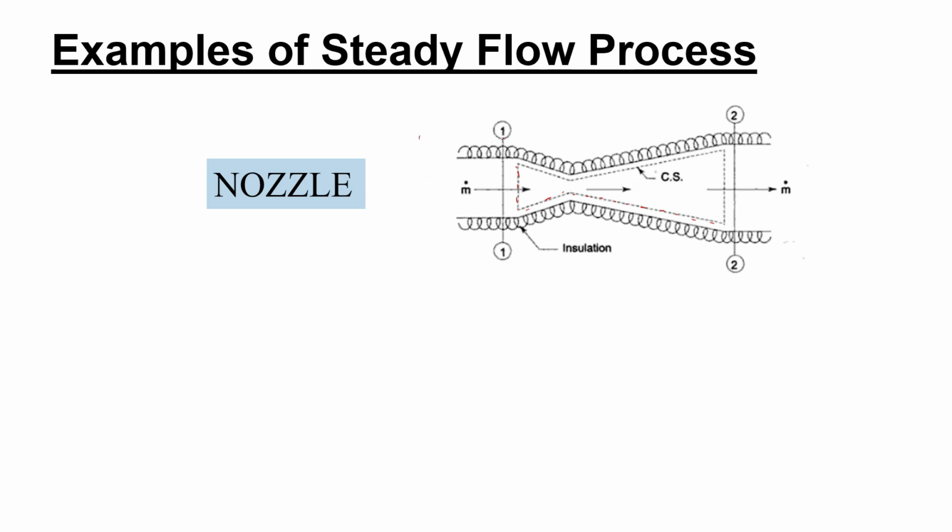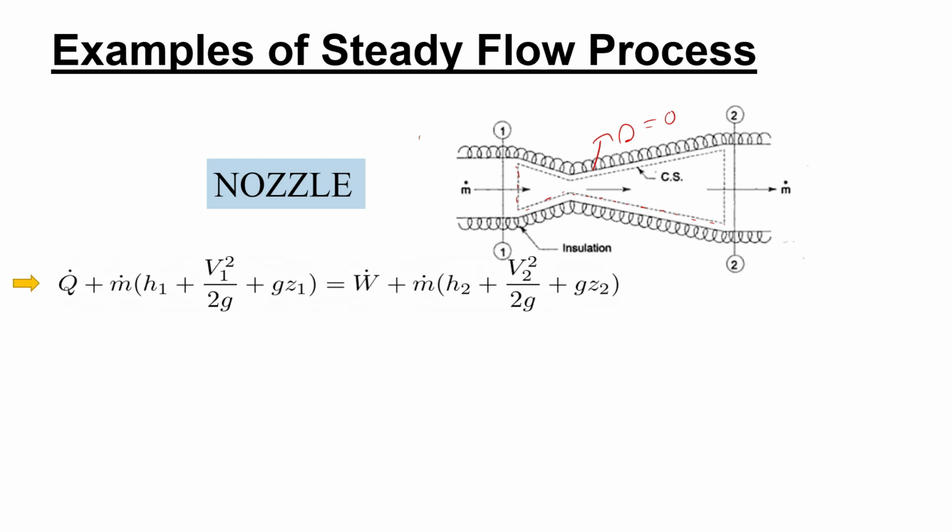So you are taking section 1 and section 2, and this nozzle is completely insulated. That means there is no heat flow outside. Okay, this is 0. So now let us apply the steady flow energy equation. This is the steady flow energy equation we have derived. That is q dot plus m dot into h1 plus v1 squared by 2g plus g z1 is equal to w dot plus m dot into h2 plus v2 squared by 2g plus g z2. Right. So this is the general steady flow energy equation.